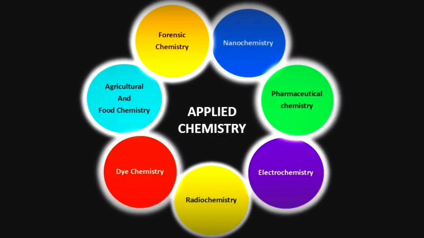In this class, we have discussed some of the branches of applied chemistry like radiochemistry, dye chemistry, agricultural and food chemistry, and forensic chemistry. From this portion, I would like to ask some questions. Will you answer?